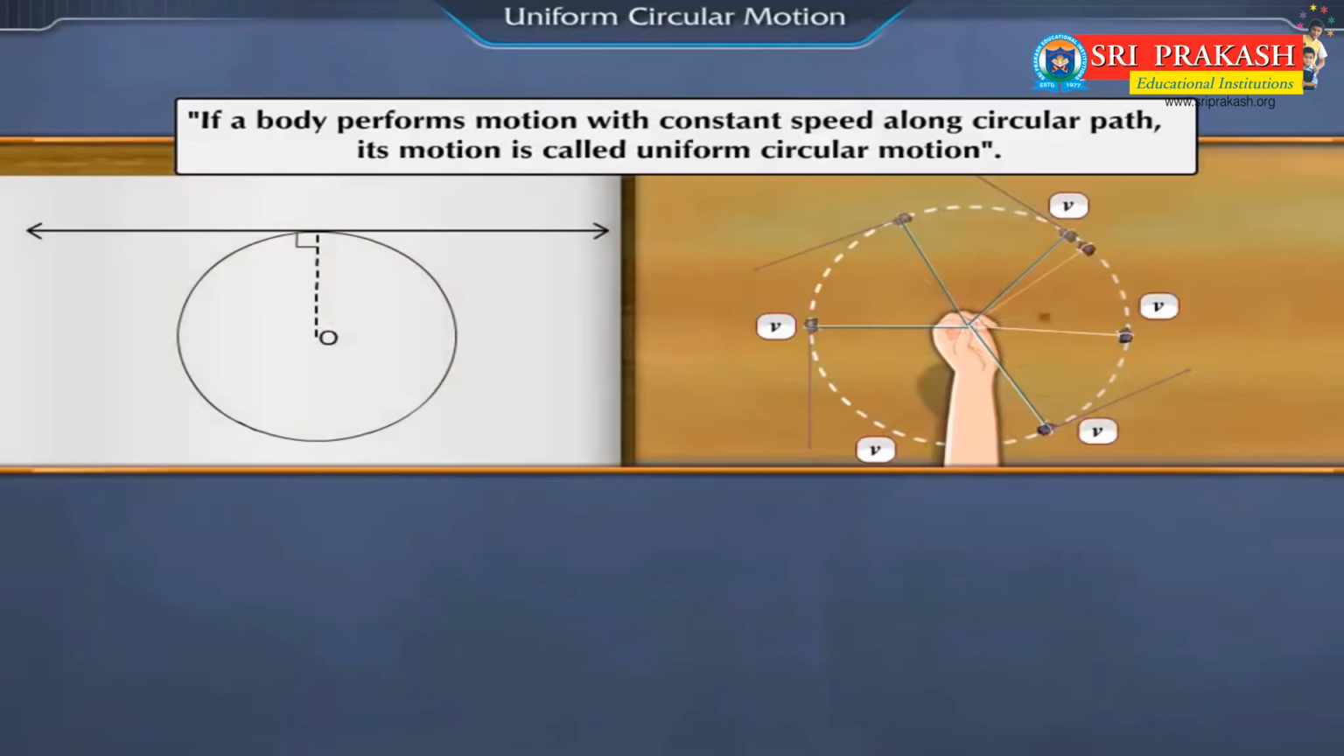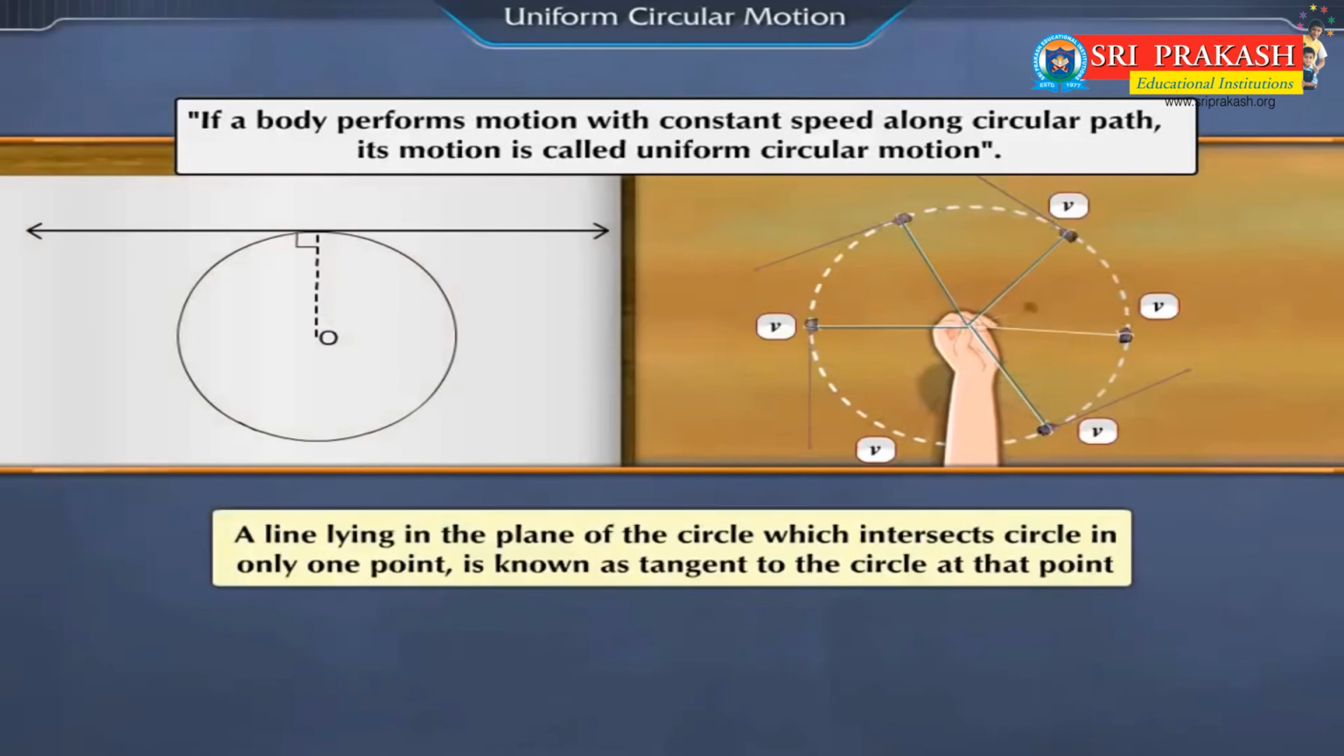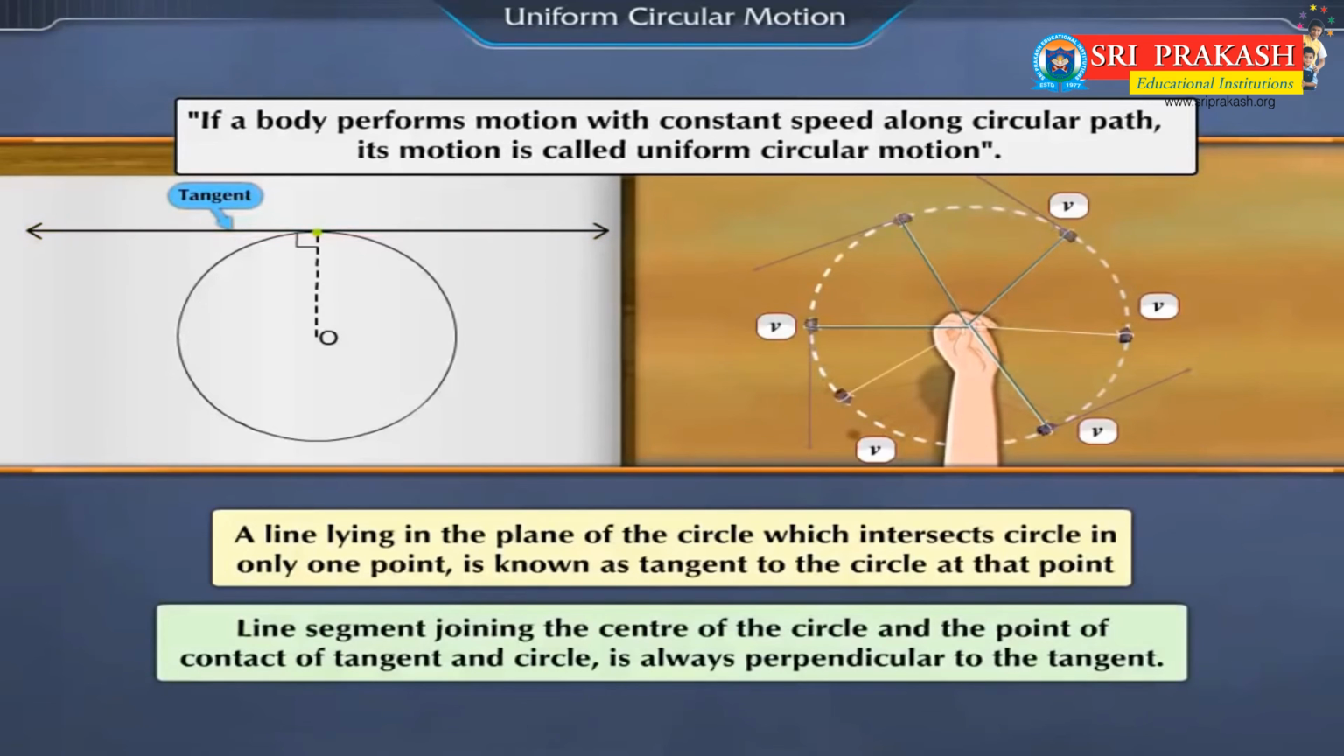Do you know what a tangent is? Let us know this. A line lying in the plane of the circle, which intersects the circle in only one point, is known as a tangent to the circle at that point. The line segment joining the center of the circle and the point of contact of the tangent and circle is always perpendicular to the tangent.